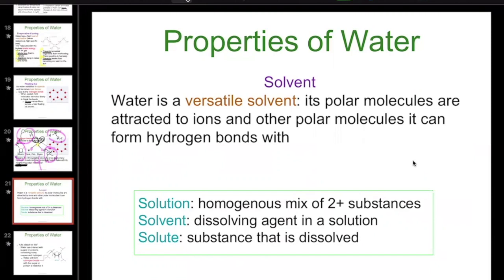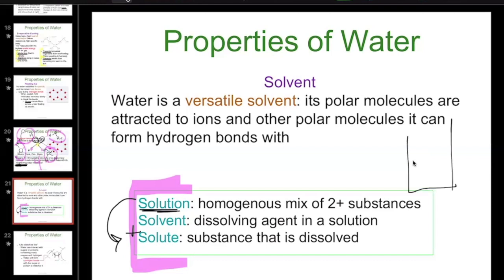We call this the S's of chemistry. We have a solution, and the solution is made up of a solvent plus a solute. The solvent is the dissolving agent, the one that's doing the dissolving, and the solute is the thing that is being dissolved, and the solution is the mix of the two substances.